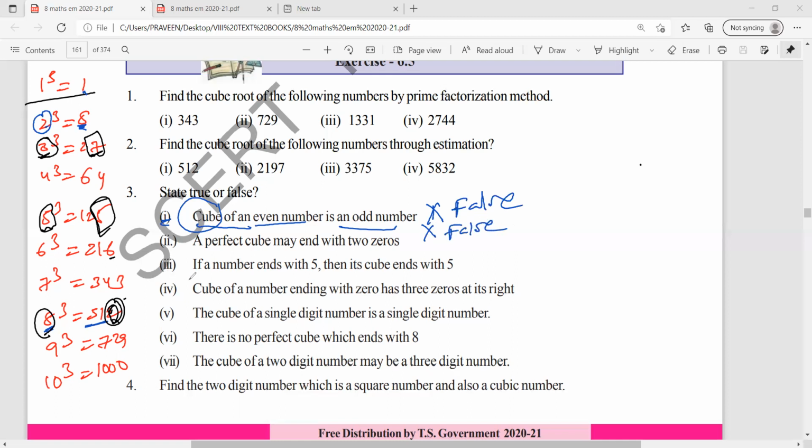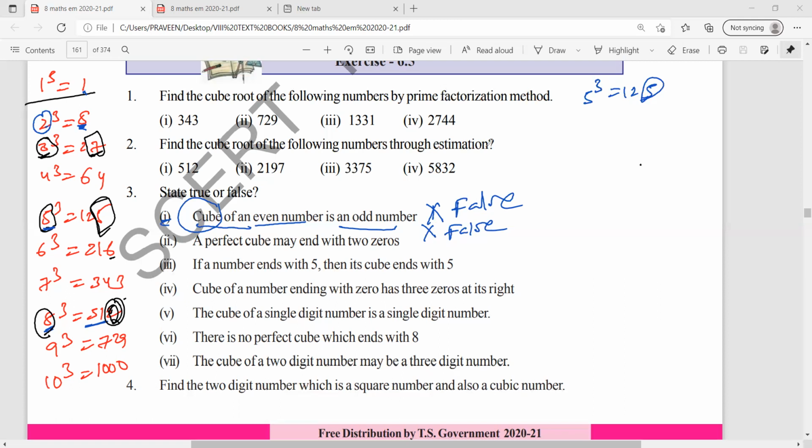Next, if a number is ending with 5, then its cube is also ending with 5 only, because the number is 5. The cube also, 5 cube is 125. Am I clear or not? Because 5 is a number, 5 cube is what? 125. This is also ending with 5 only. No? It's correct only.